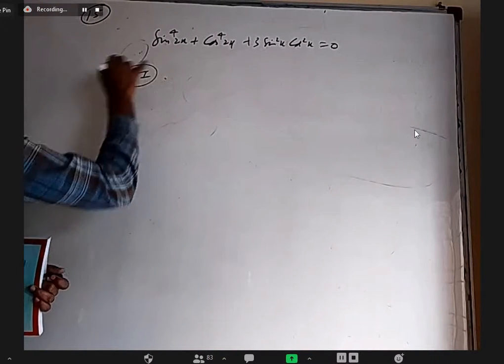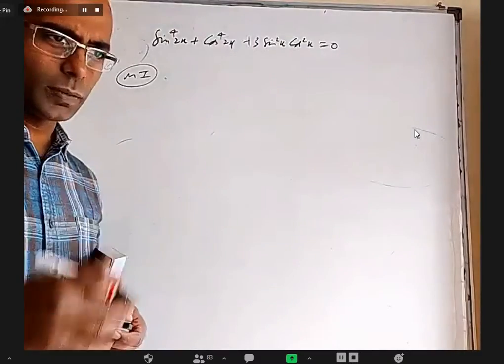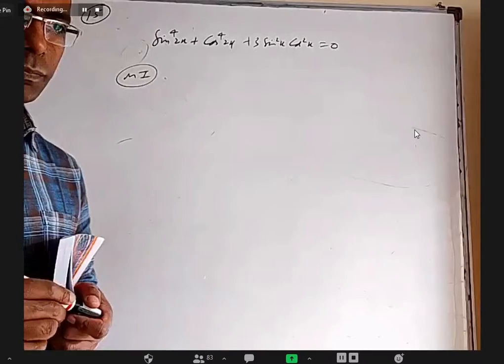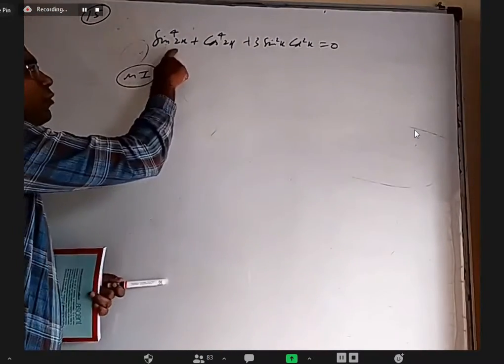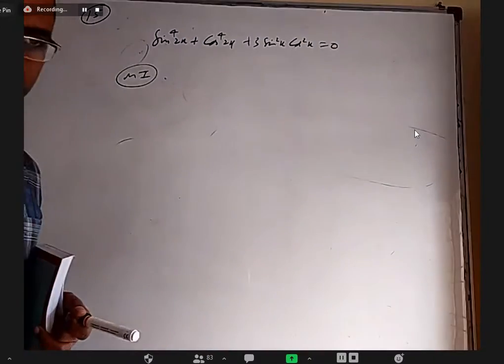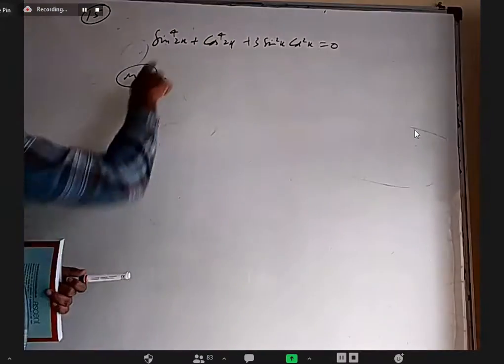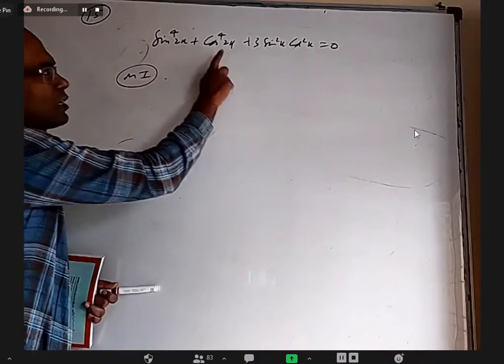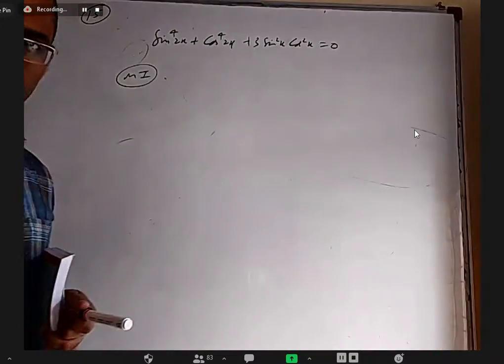Method 1. I'm sure I can take something common and do something about it, but without all that, maybe I want to tell only that method, I will not tell others. Sine power 4 2x, can it be negative? No, sir. This is always positive or 0. This is also always positive or 0. This is also always positive or 0.